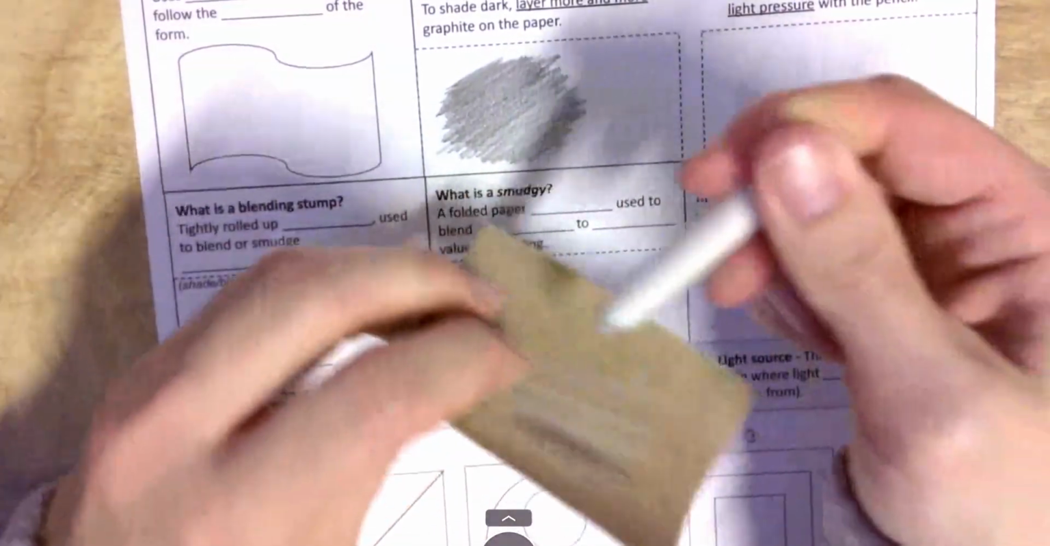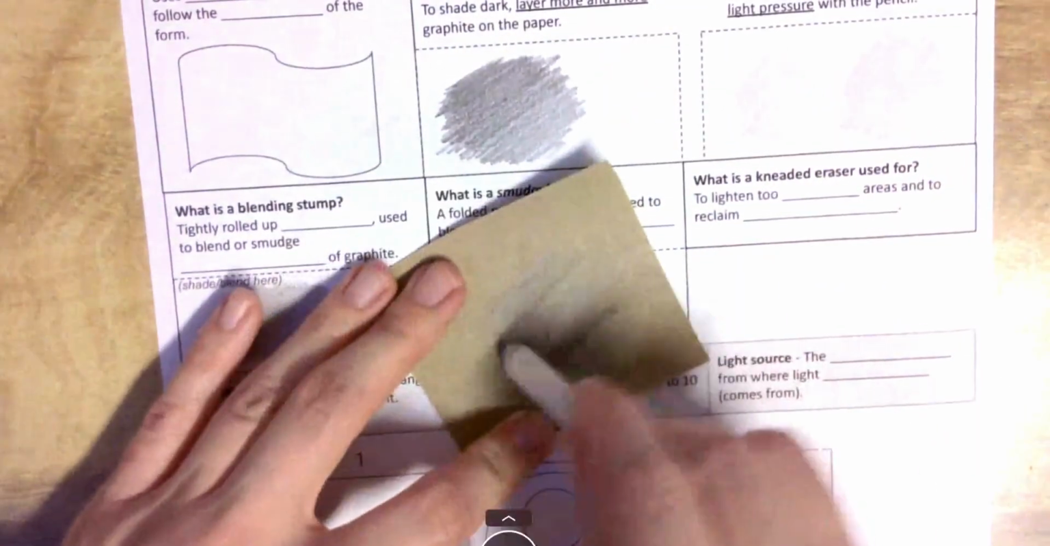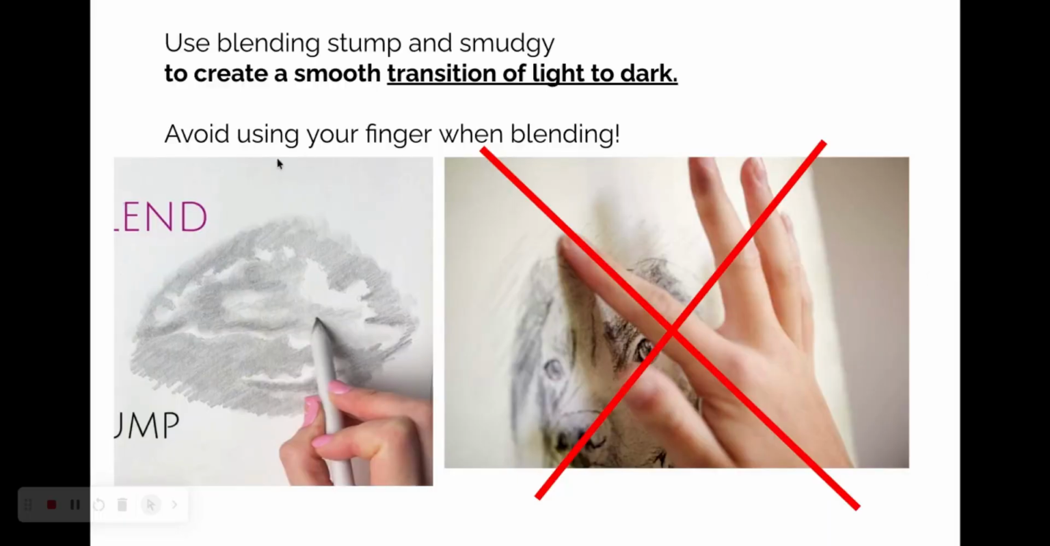And make sure you're not just doing it this way. If you decide to sand the top of your blending stump, it's going to flatten down and you won't have one that works anymore. When we are blending, we no longer want to use our finger. Why? Because our finger contains oils, and those oils will interact with the graphite on the paper, and that will affect your shading and blending. So do not use your finger anymore.